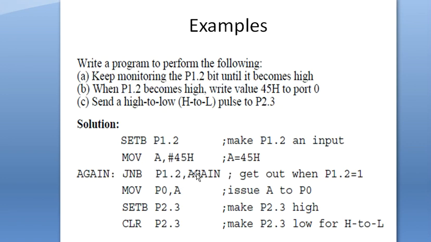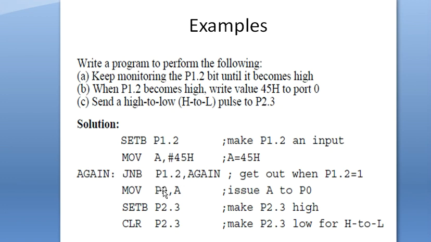In this instruction, they are checking whether P1.2 is high or low. If it is high, it goes to the next instruction. If it is low, it stays in the same loop. JNB P1.2, again, means it is retained in the same loop when it is 0. When it is 1, it takes you to the next instruction. So we know about this JNB, jump if not bit.